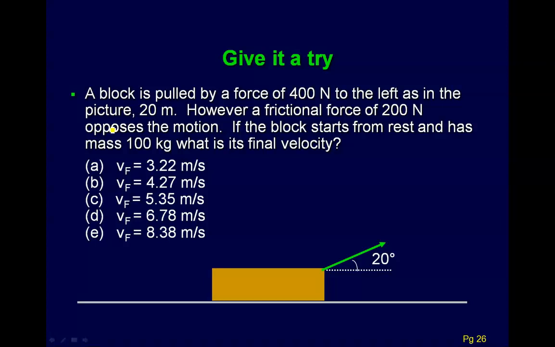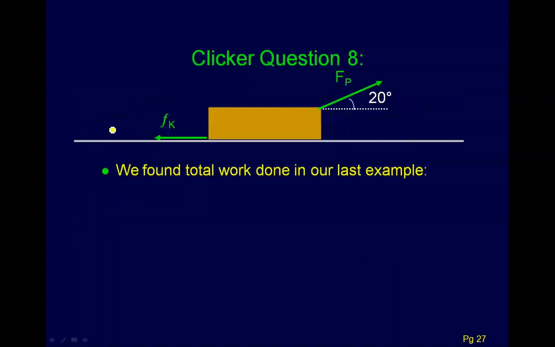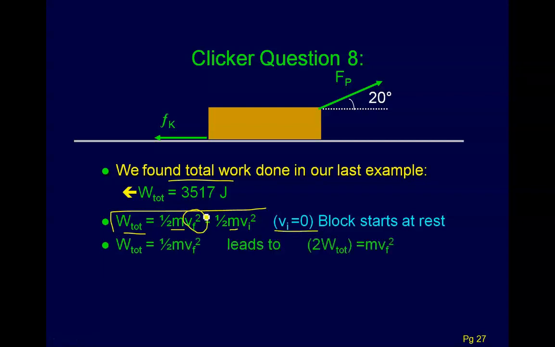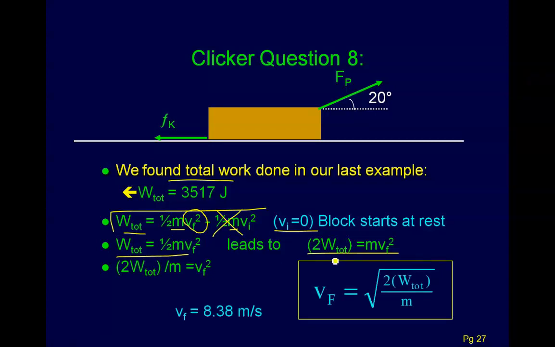Okay, so in this case, this is a little bit easier because we already calculated the work. In the last example, it was 3517 joules. And so basically, I set up this equation right here. I know the mass is 100 kilograms, and the work total is 3517. And we are told that the block starts at rest, so the initial part goes away. I'm left with this here. Basically I can solve this like so. And at the end, if I plug everything in, I get 8.38 meters per second.